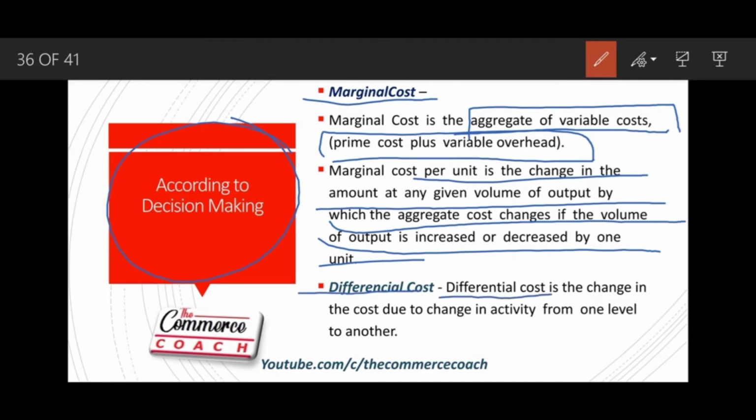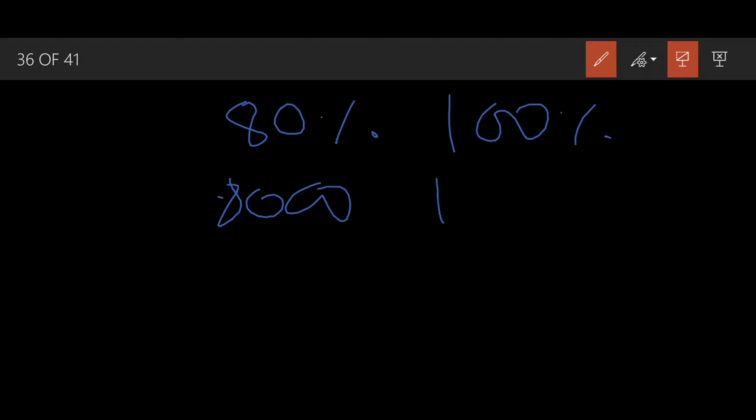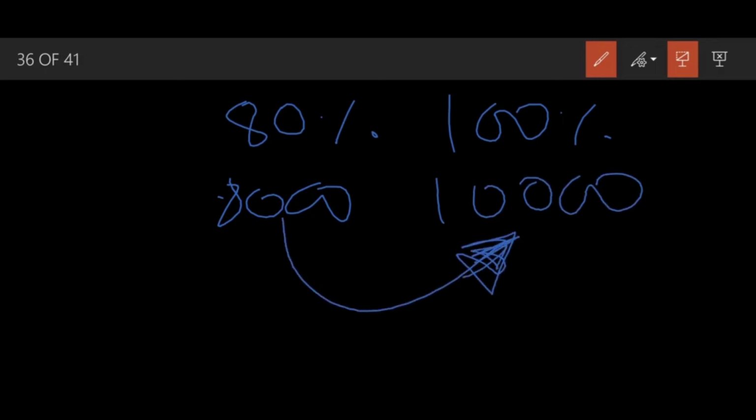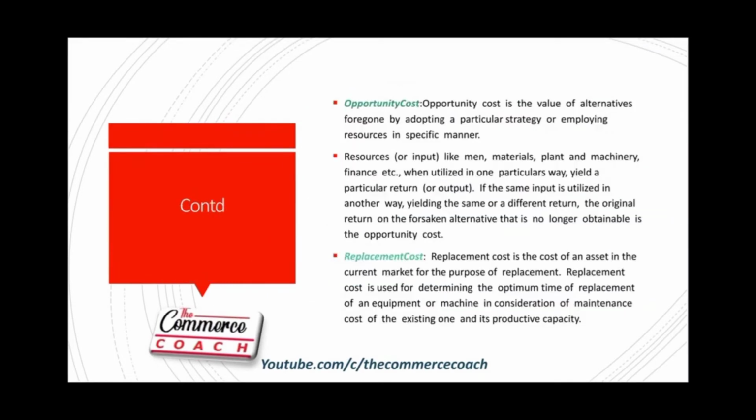Differential cost. Differential cost is the change in the total cost due to change in activity from one level to another. Suppose that the company is operating at 80% of its capacity. Suppose that all the machines together can produce 8,000 units, and the total capacity, if they work at full capacity, can produce 10,000 units. So if I go from 8,000 to 10,000, what is the difference? Suppose here the cost was 100 and here the cost is 150. So the 50 will be known as differential cost. Going from one activity to another, the difference between the costs is known as differential cost.